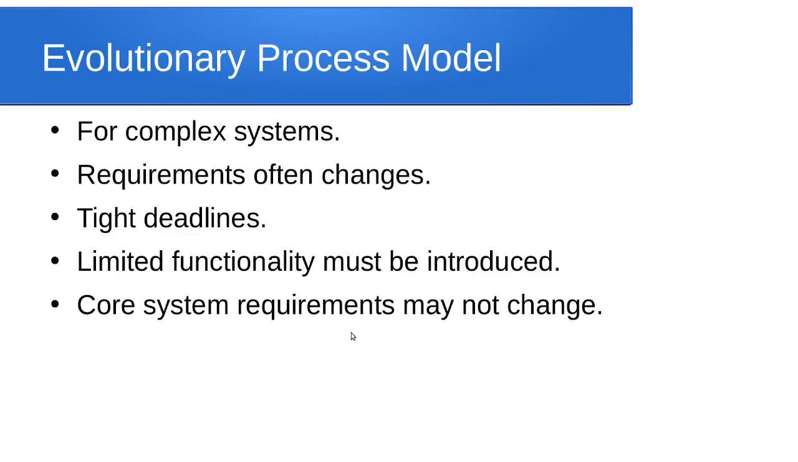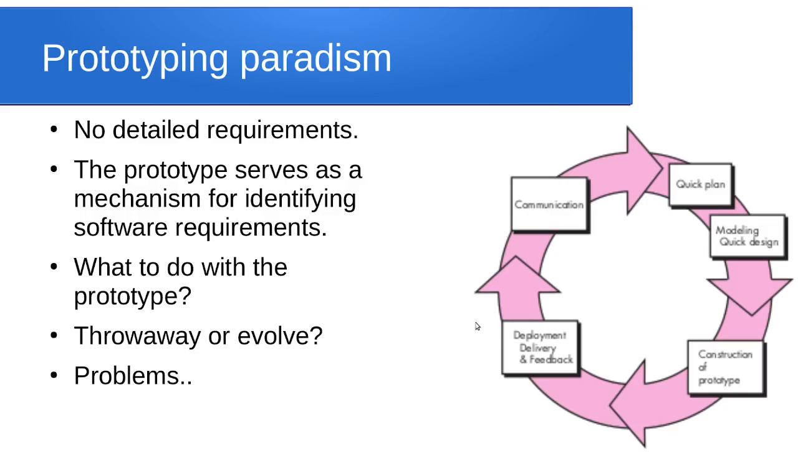So in that case, evolutionary process models are very helpful. In an evolutionary process model, you will definitely have something iterative: you perform a set of operations, and then you perform them again. Now let me state two common evolutionary process models. First is the prototyping model.